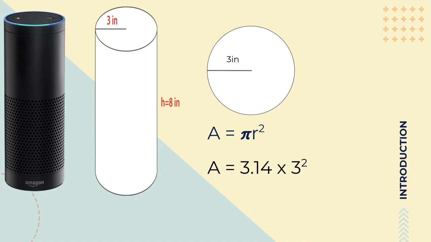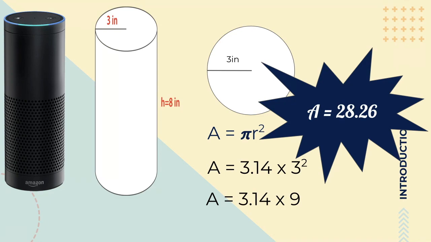Now, remember that 3 squared is not 3 times 2. It's actually the number multiplied by itself. So 3 times 3, well, we're going to do 3.14 times 9, because 3 times 3 is 9. This is where your calculator comes into play. And hopefully you got 28.26. The area of the base for this cylinder is 28.26.